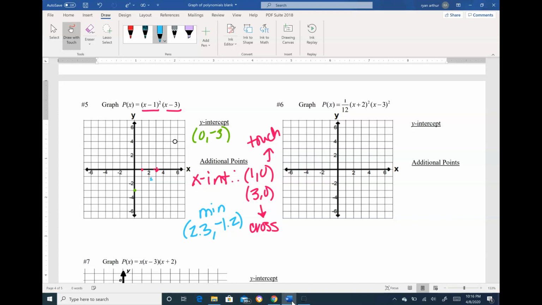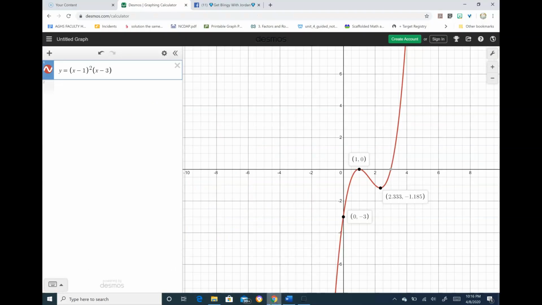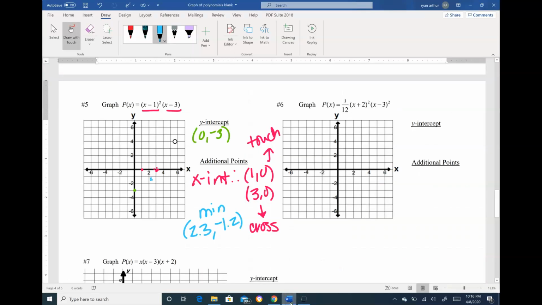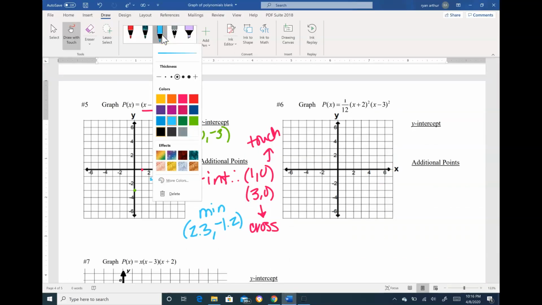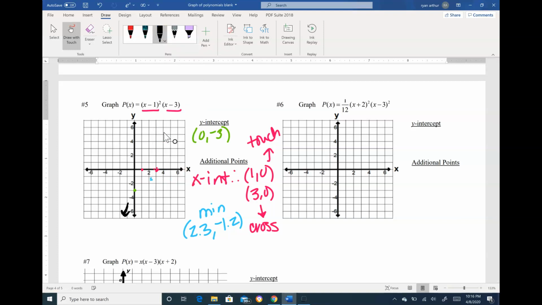Now, if you look at the end behavior, it's coming from -infinity. See my cursor right here? Going to -infinity, and then it ends in positive. So when I draw this graph, I'm going to start in the negative, come up here, curve, curve, curve, and end in the positive. Okay? That's really all you need to graph.